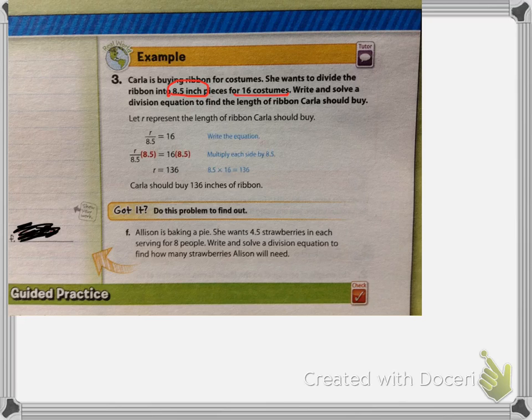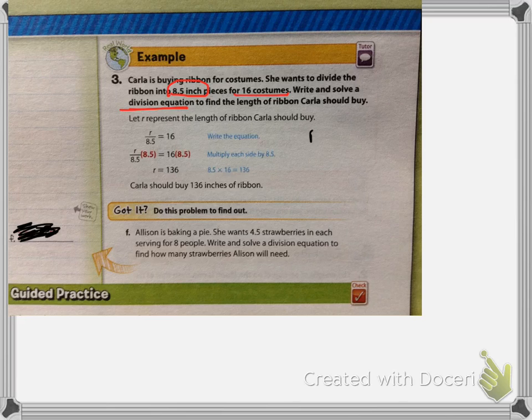All right, so at first glance, if this problem was alone outside of this section and you didn't know that this was supposed to be written this way, you want to make sure you pay very, very close attention to where it says write and solve a division equation. So the equation itself has to be division, because there is obviously a way to set these up as multiplication equations as well. So you want to first start by saying, okay, I'm going to set this up as a division equation. So it says she wants to divide the ribbon into 8.5-inch pieces for 16 costumes.